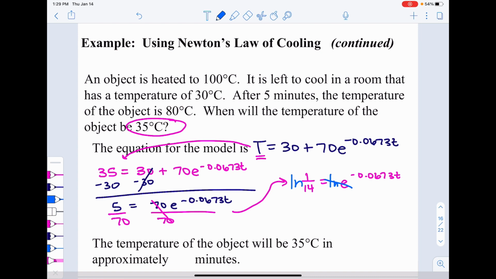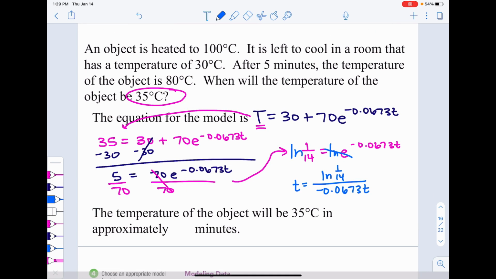So that means we're going to end up with t equal to ln of 1 over 14 divided by the negative 0.0673. I kind of skipped a step or two, if you guys are okay following along at this point. So plug it into your handy dandy calculator. I'm going to avoid that for right now. You should have ended up with approximately 39 minutes. So if your calculator doesn't give you that, double check some parentheses and how you have your divisions set up.